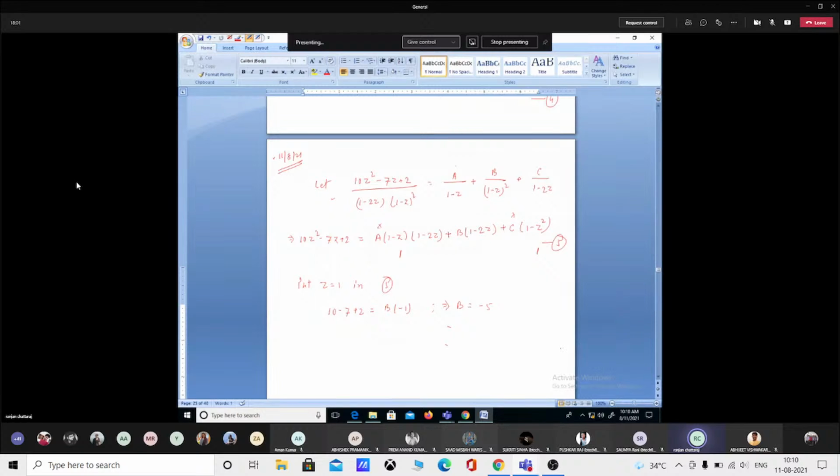Now, how to get the c? How to get the c? See, if you put z is equal to half over here, this term becomes 0 and this term also becomes 0. Okay. So only this will be non-zero. So next you put z is equal to half in 5. So this is the way to solve the fractions.